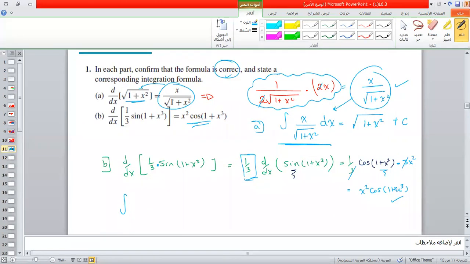Now write the corresponding integration formula. I take the final answer I have: the integral of x squared cosine of 1 plus x cubed dx is equal to, because the differentiation is correct, it is 100% going to give us the original function, which is 1/3 sine of 1 plus x cubed, plus c.